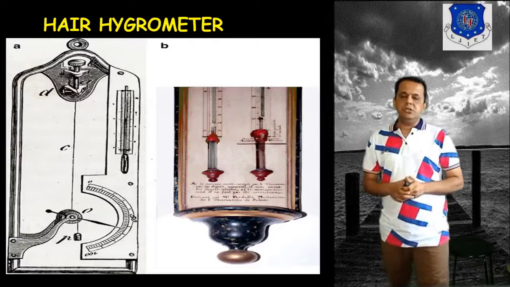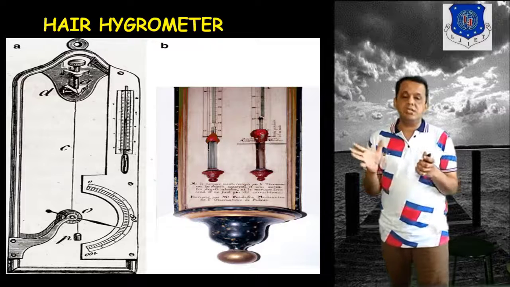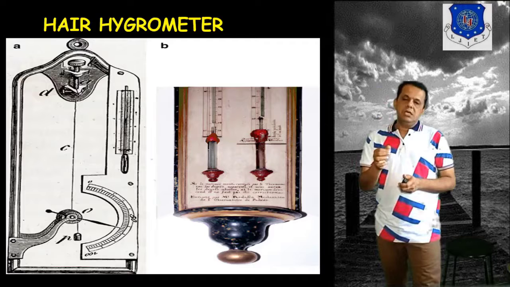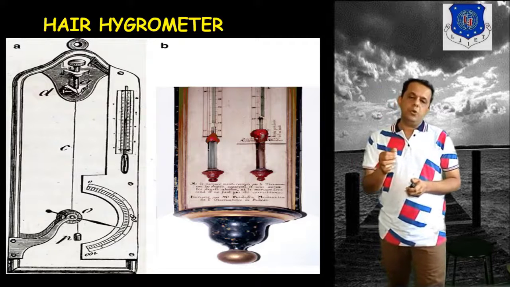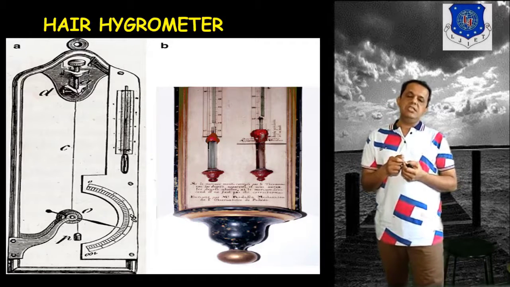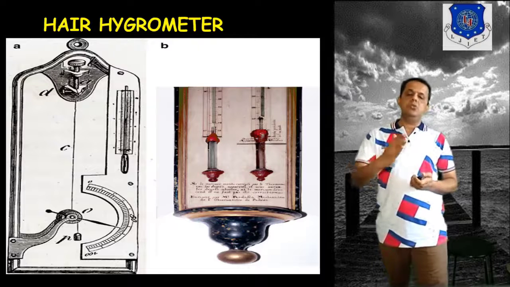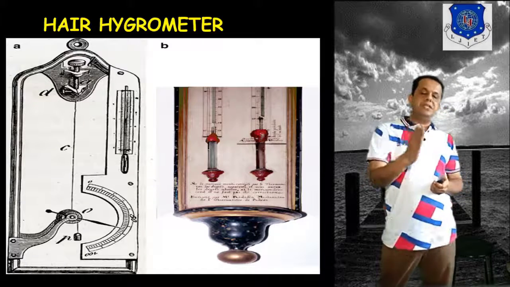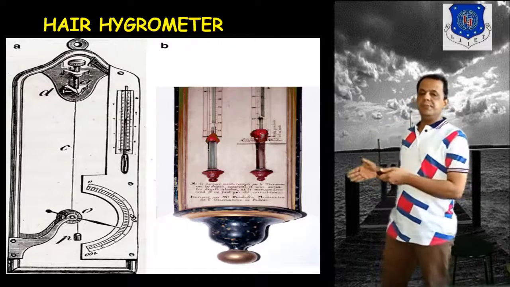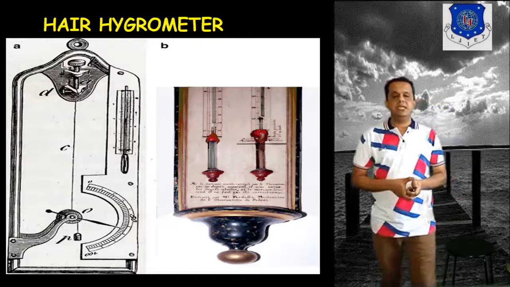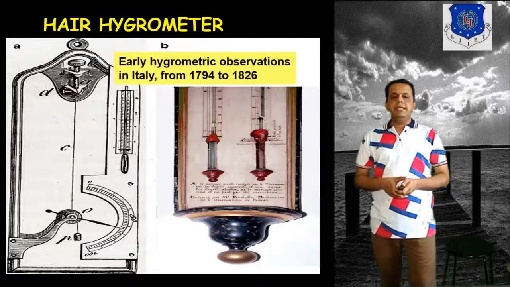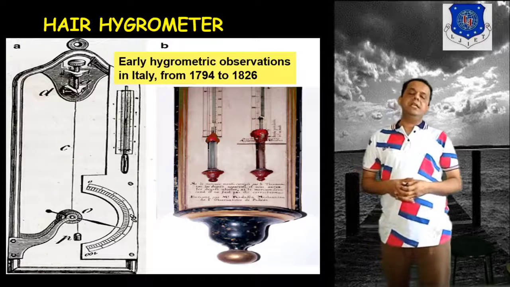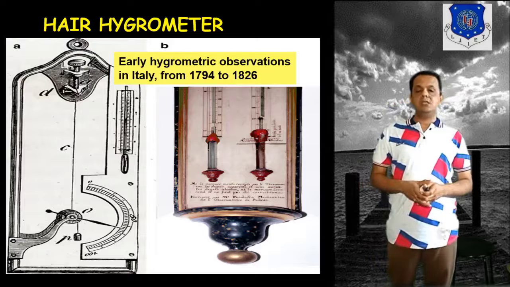You see here, this was the initial version of the hair hygrometer, where the hair is tied to one pointer, and as it changes in linear dimensions, that pointer will move on the scale, and one temperature measurement device is also given. At a certain temperature, this shows what humidity you can detect. And as I said, it was observed in Italy, 1794 to 1826.